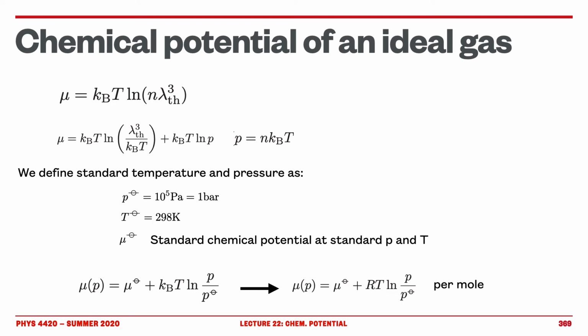And of course, when you divide kB by the Avogadro number, you get the gas constant, R. So a very good rule of thumb when you look at equations like this: if you have an RT, it's usually per mole. It's usually what chemists do. If you have a kBT, it's usually per particle, and this is what physicists do.